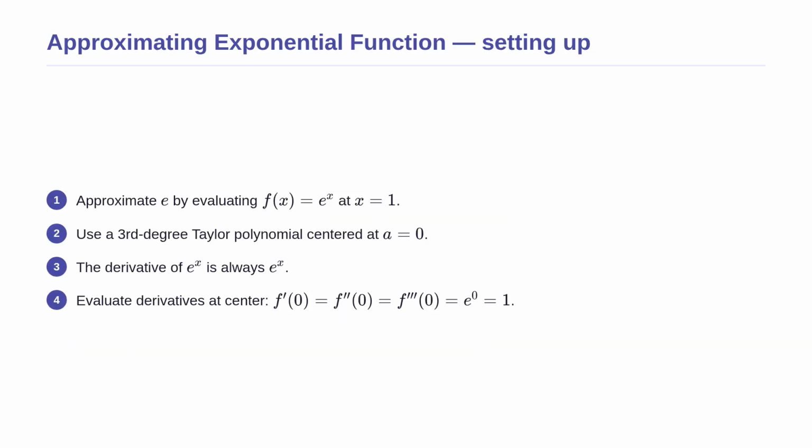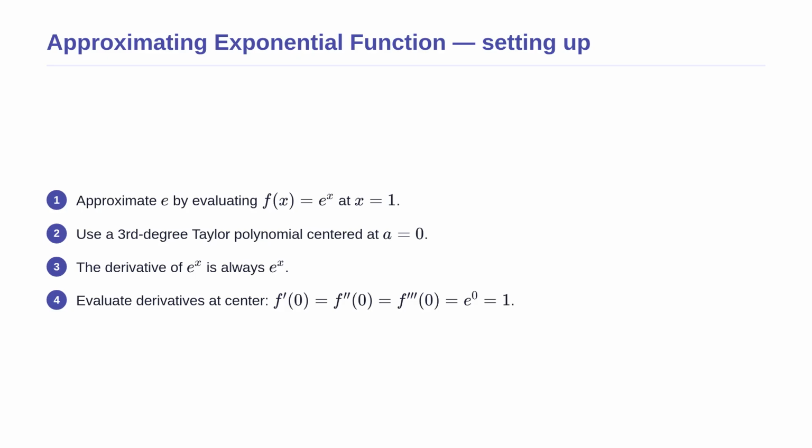Let us see this in action with a practical example. Suppose we want to approximate the mathematical constant e, which is roughly 2.718. We will do this by evaluating the exponential function at x equals 1. We will use a third-degree Taylor polynomial centered at 0, also known as a Maclaurin polynomial.